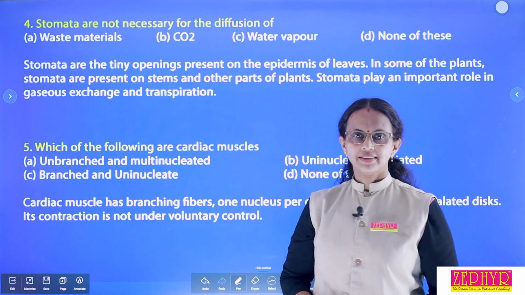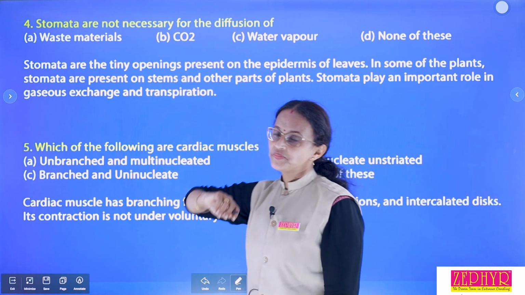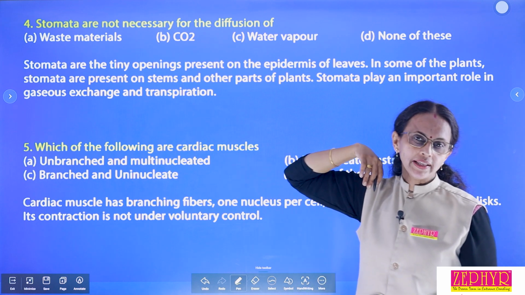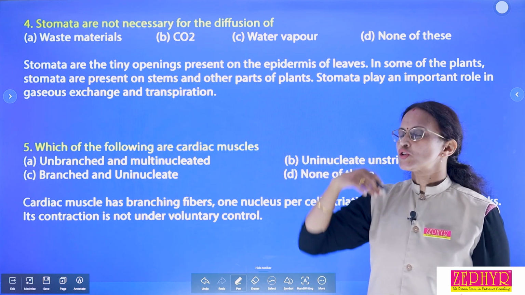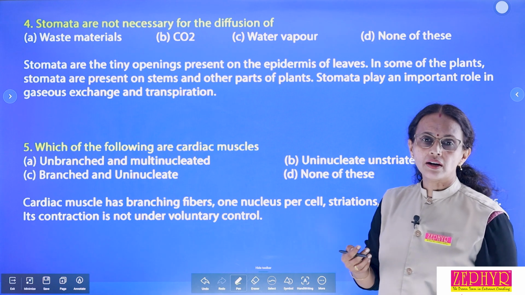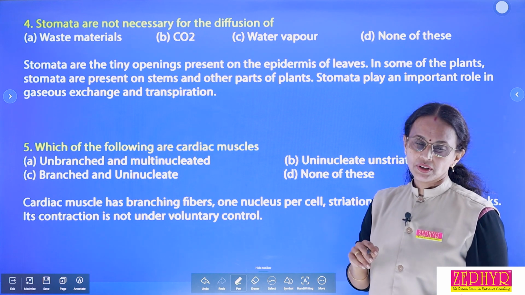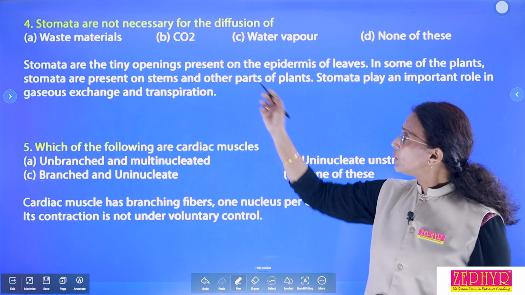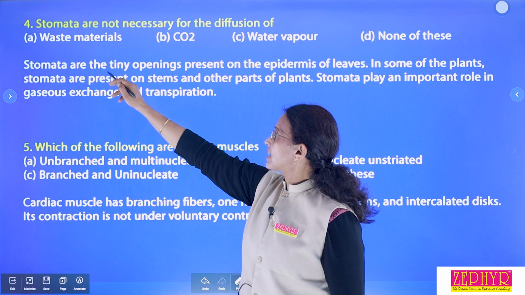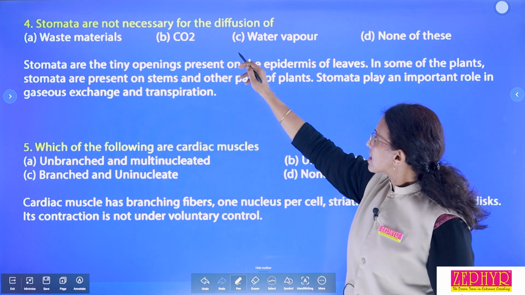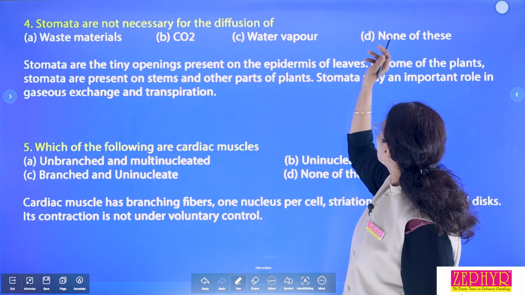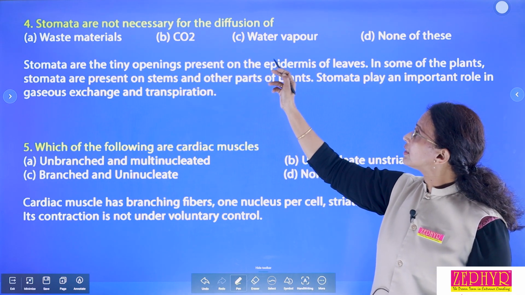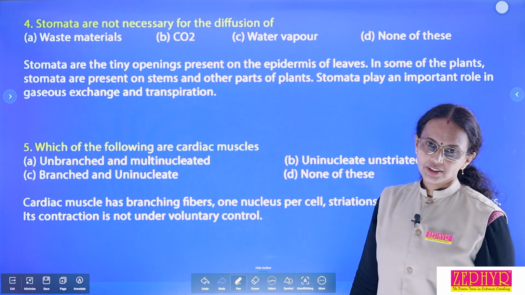Then the fourth question. Stomata are not necessary for the diffusion of what? You all know what stomata are. Stomata are small pores present on the leaf and younger stems. What are the main functions of stomata? Transpiration and gaseous exchange. The options are waste materials, carbon dioxide, water vapor and none of these. Stomata are not necessary for the diffusion of which?